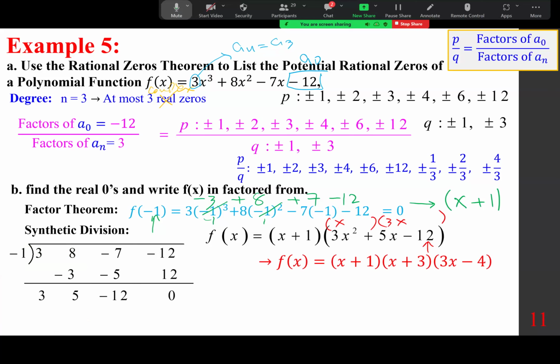Okay, everybody? So we get x plus 3 times 3x minus 4. So this is all the factored form. Now, we want to find all zeros. We said one of the zeros was -1, the other one is -3, and the last one is 4/3. So set it equal to 0. And we have -1 we had already found. This gives us -3. This gives you +4/3. As you can see, all of these rational numbers are among those numbers. Because if you happen to have a rational 0, it must be among those and nowhere else.